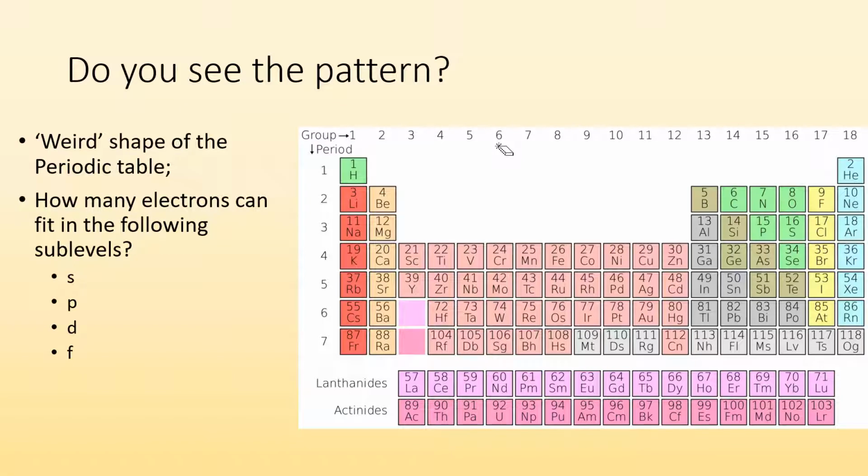So let's start by talking about how many electrons can fit in the following sublevels. Well, we know S has one orbital, so it can fit 2 electrons. P has 3 orbitals, so it could fit 6 electrons. D has 5 orbitals, so it could fit 10. And F has 7, so it can fit 14 electrons. Well, let's see. Do we see a pattern like this at all in the periodic table?